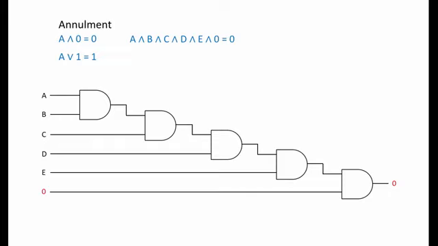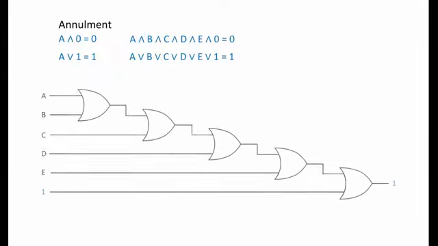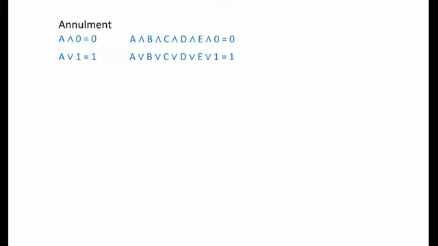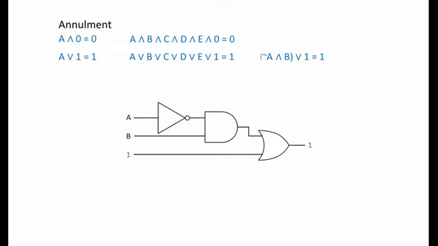The Annulment Law also states that any variable ORed with a 1 is equal to 1. Indeed, any number of variables ORed together with a 1 will result in a 1. This set of OR gates makes it obvious. In fact, we can go even further and say that anything ORed with a 1 is a 1. So, for example, NOT A AND B, OR 1, is also equal to 1.